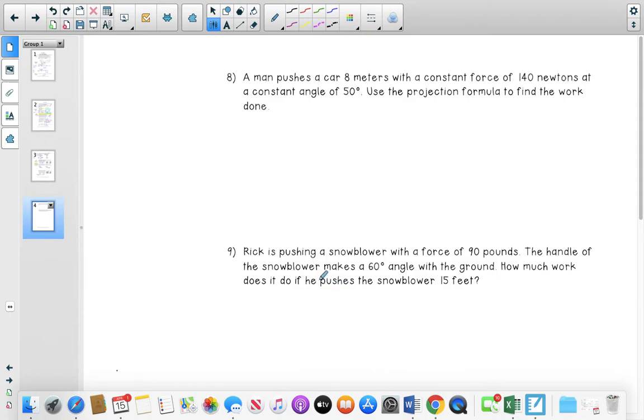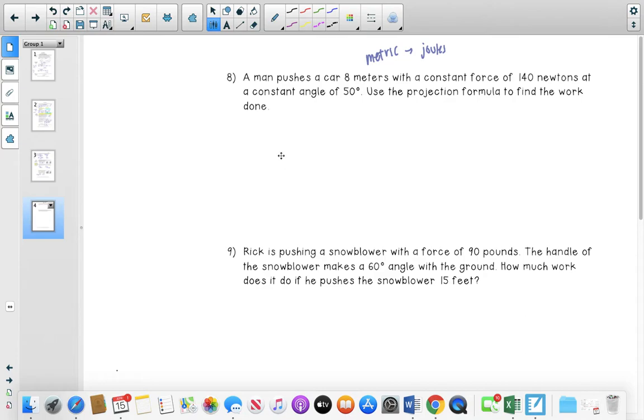Okay, so a man pushes a car 8 meters with a constant force of 140 newtons. Notice how it says meters. Right away, this is the metric system, so we're going to be dealing with joules. So a man pushes a car 8 meters with a constant force of 140 newtons at a constant angle of 50 degrees. Use the projection formula to find the work done. So if there is an angle involved, you do things a little bit differently.